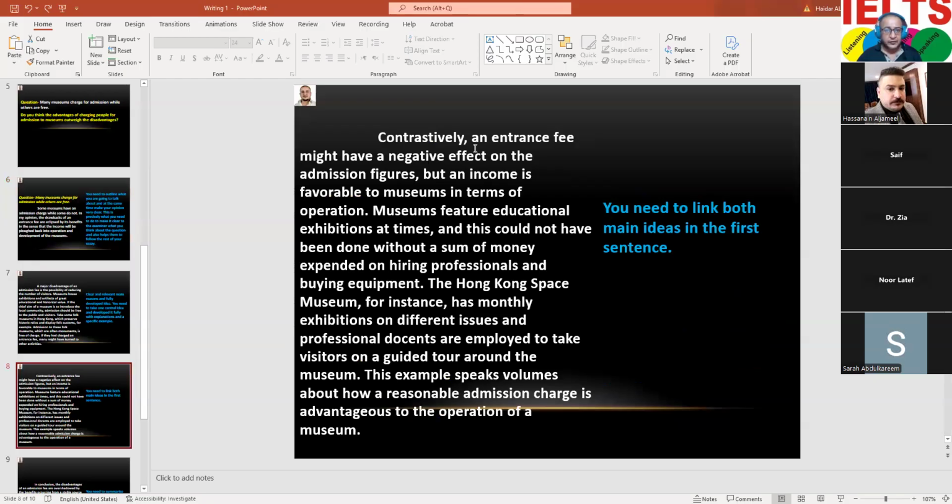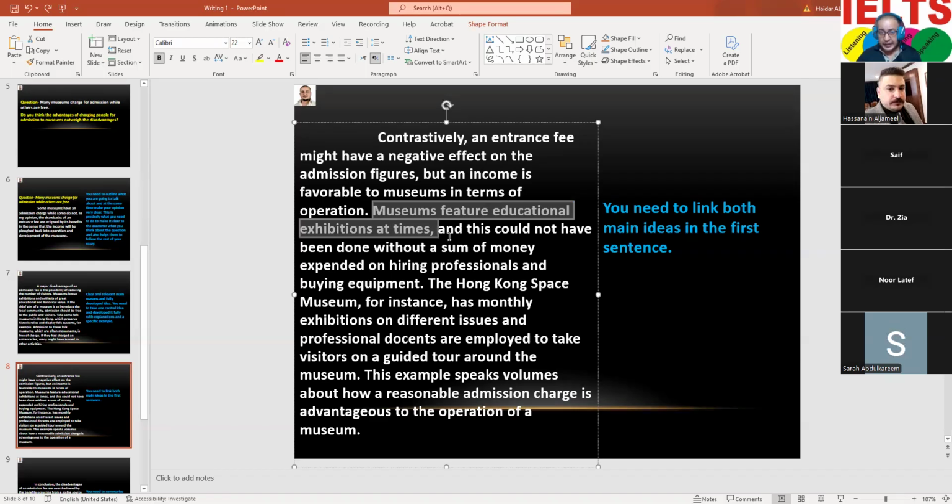Contrastively, an entrance fee might have a negative effect on the admission figures, but an income is favorable to museums in terms of operation. Now, we need to explain this point. How and or why? The same thing as we did in the first paragraph. Museums feature educational exhibitions at times, and this could not have been done without a sum of money expended on hiring professionals and buying equipment.